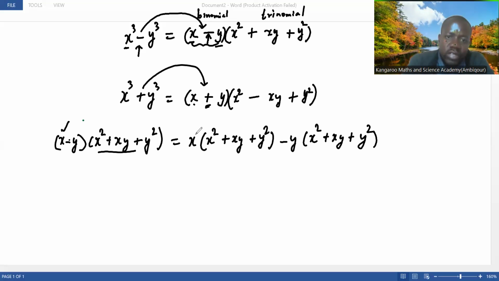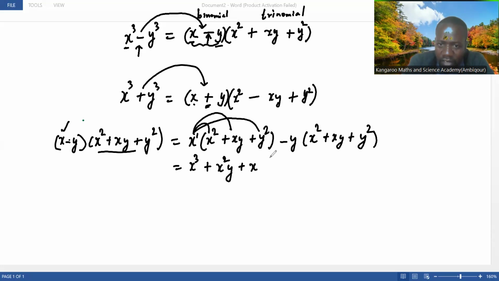Then we do the multiplication inside one by one. So x with x, this will become x to the power of 3. X times x, this becomes x squared with the y. X with y squared, this becomes xy squared because these are unlike terms.